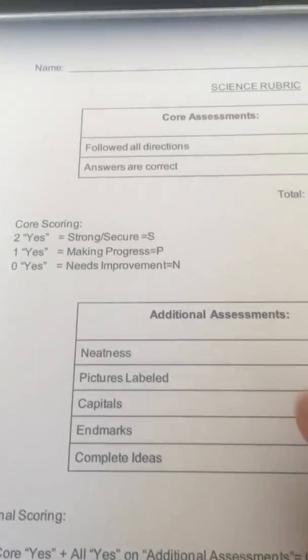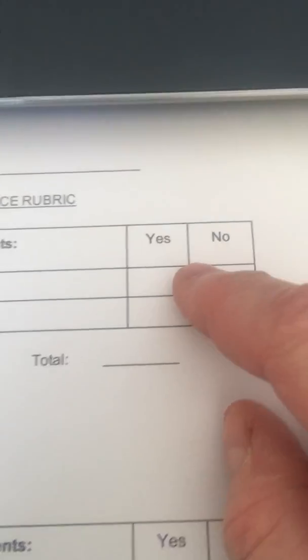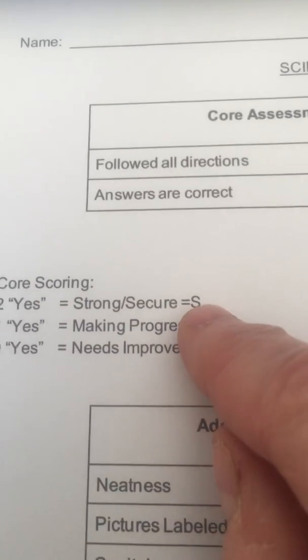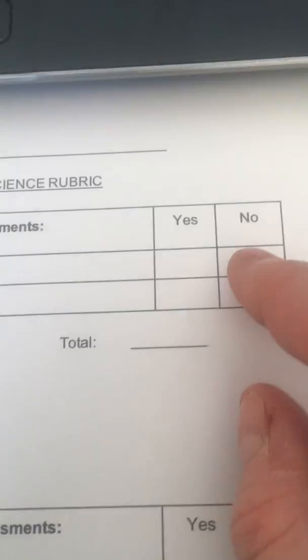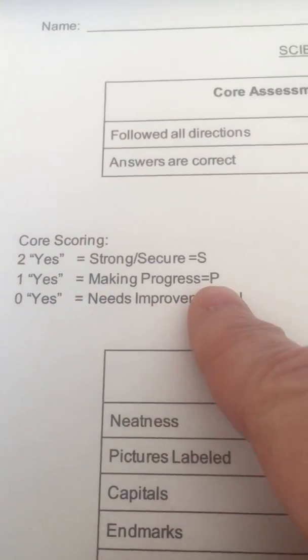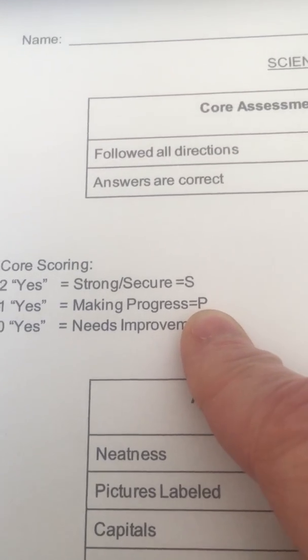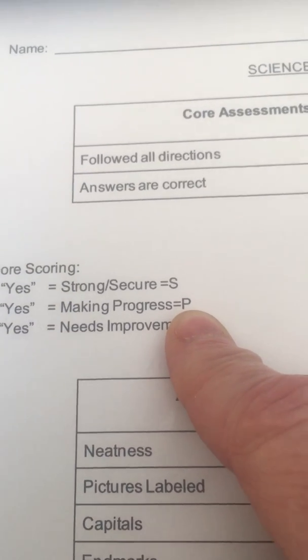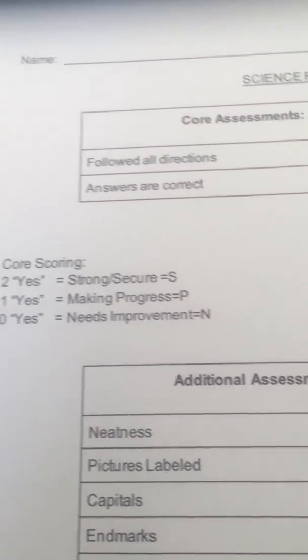Add up your pluses. If you have 2 pluses, 2 in the yes column, then you're going to have at least an S as a score. Right? Now, if you just get 1 yes, then you're going to have a P, means making progress, means it's not terrible, but it's also not as good as you can do.